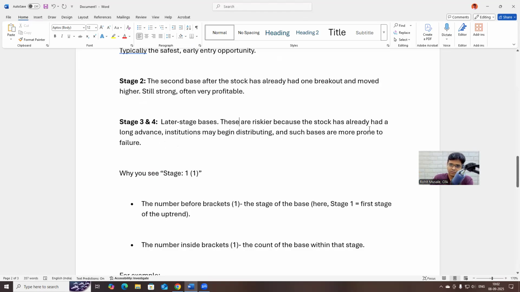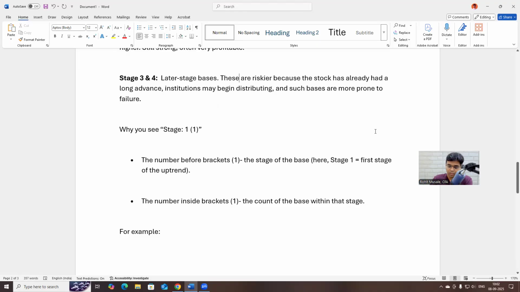These are riskier because the stock has already had a long advance. Institutions may begin distributing, and such bases are more prone to failure. Remember, base 4 and 5, their failure rate is 80%. So when you buy a stock at base 4 or base 5, there is a 80% chance that you will lose money. Okay. This is written in William O'Neil's book.